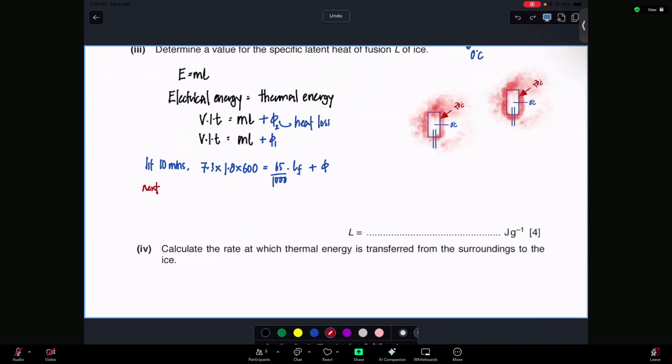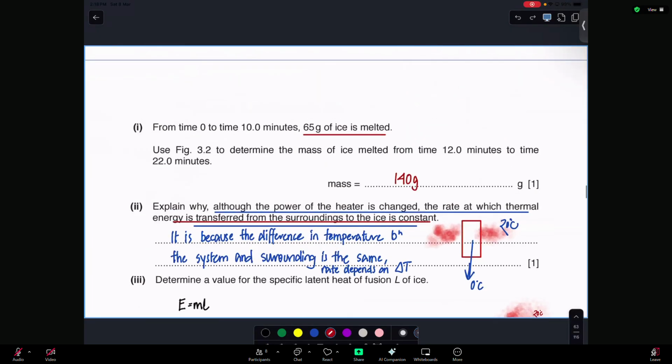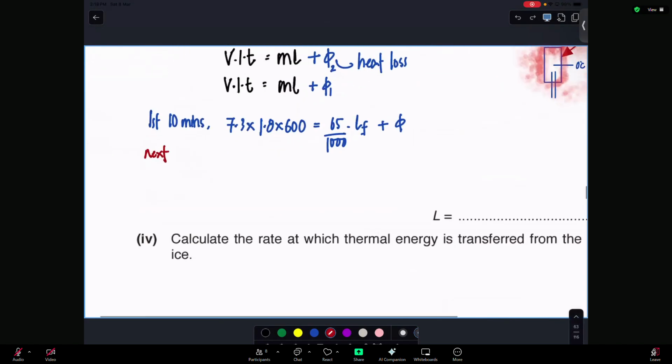That was for 10 minutes. Where are we starting from, 12 to 22? If you want to do it with this math, I think both can be done, but let's do the next 10 minutes. So what's the voltage again for the next 10 minutes? They said a value. 15.1 into current 3.6 into again 600 should be equal to 140 grams melted in this time into latent heat of fusion, same, plus this phi that you see here. In theory it should also be the same because the phi depends on temperature difference, and it's the same temperature difference as before, right?